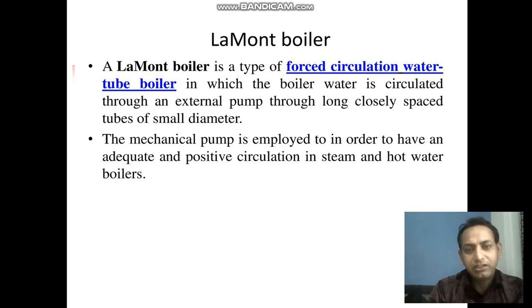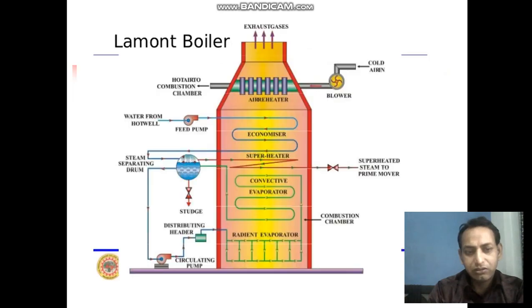So the LaMont boiler is a forced circulation boiler in which water is circulated through an external pump through long, closely spaced tubes of small diameter. The mechanical pump is applied in order to have an adequate and positive circulation of steam and water. These are the basic diagrams of the LaMont boiler.